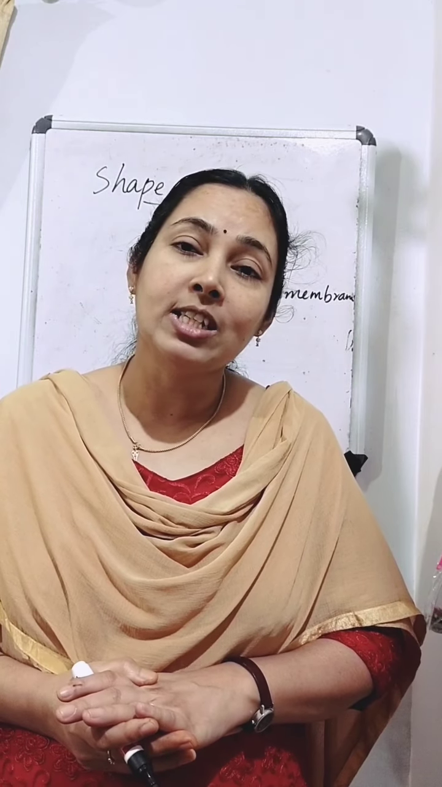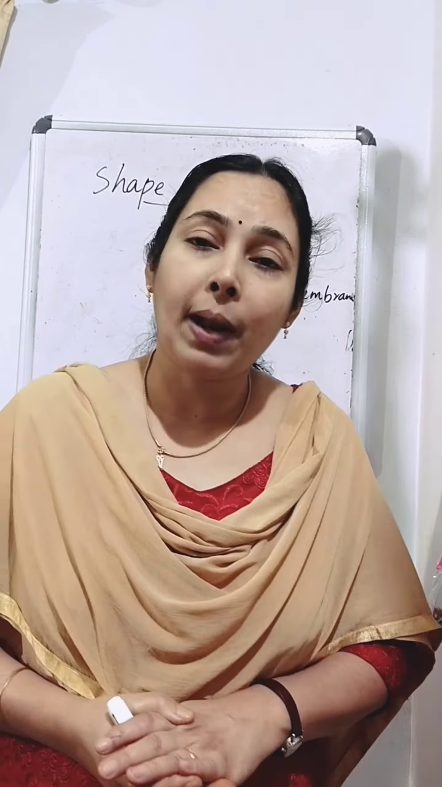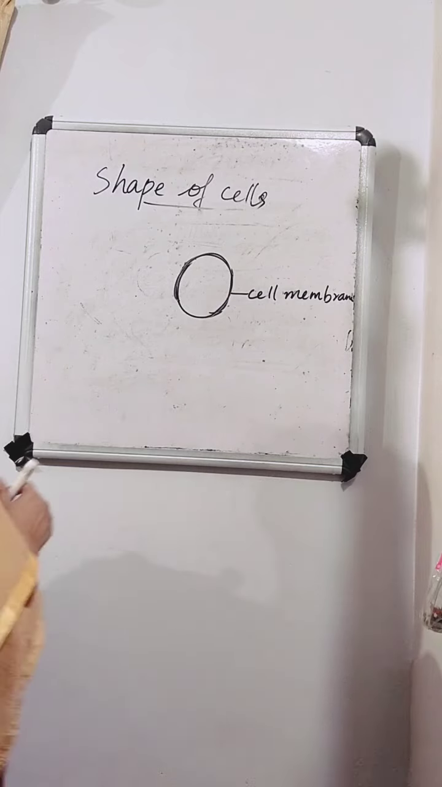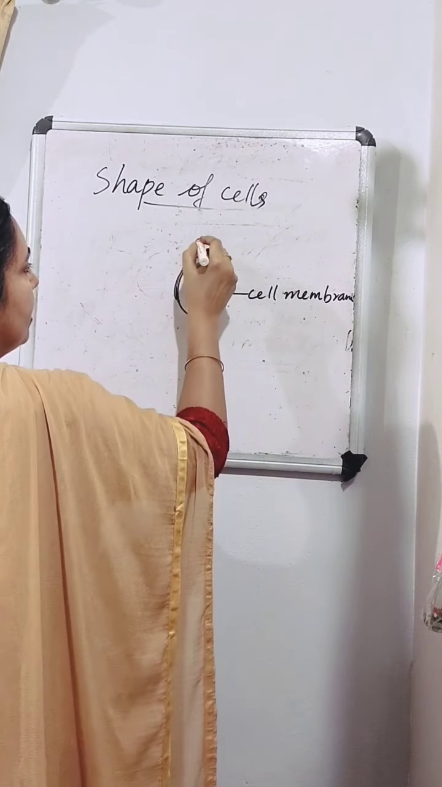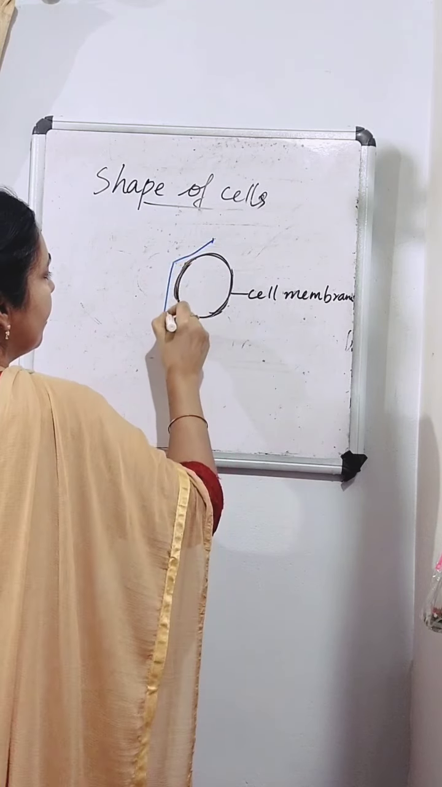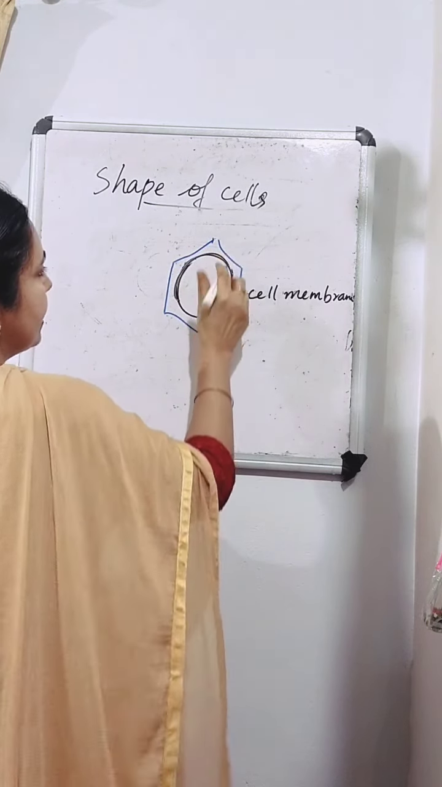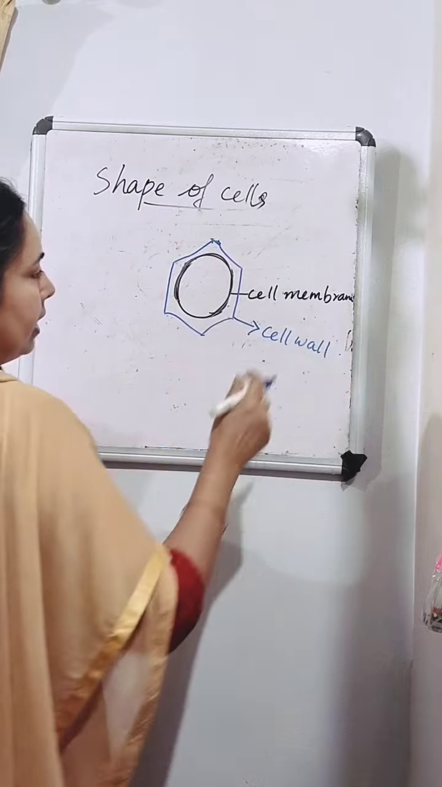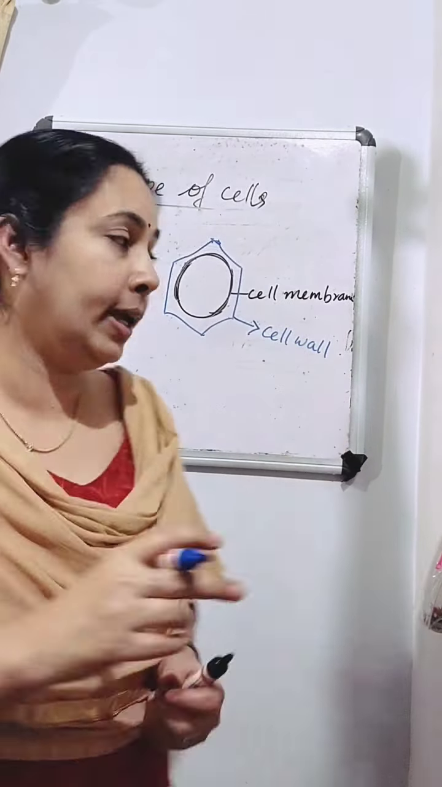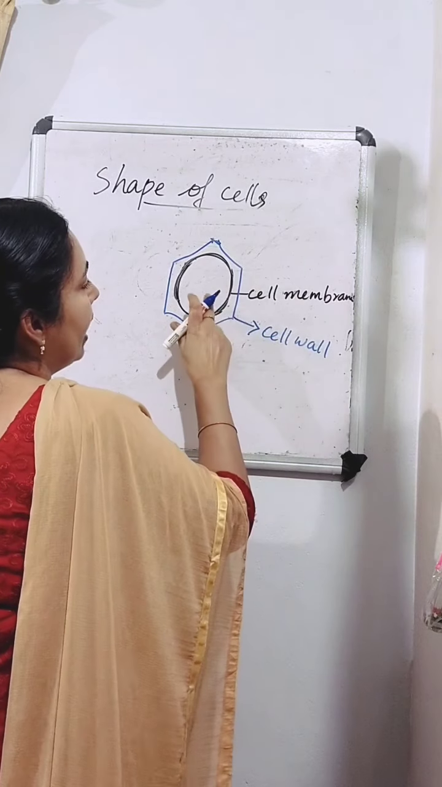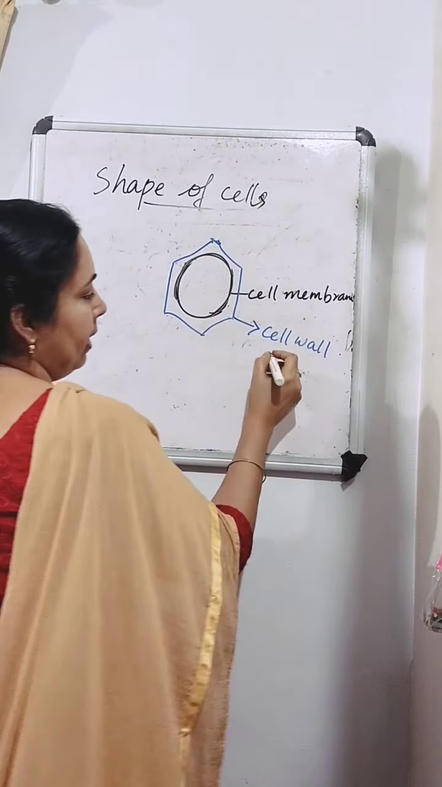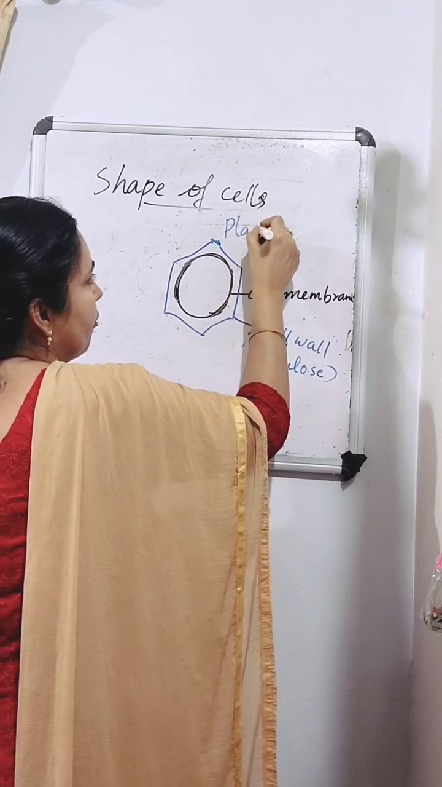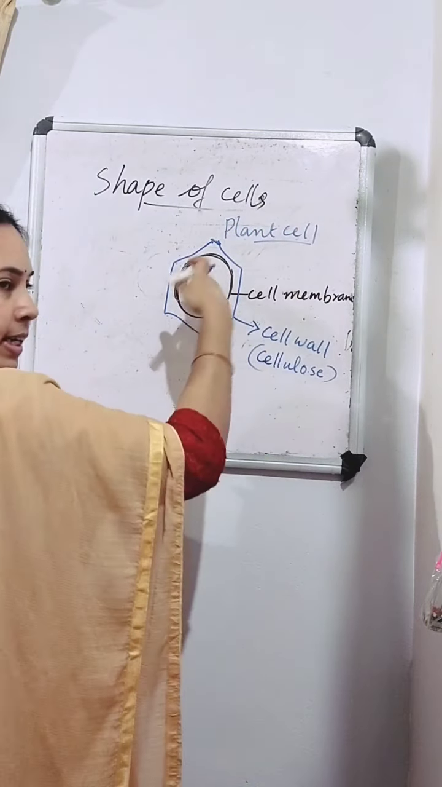So which part of the cell gives its shape? It is the cell membrane. But in plant cells we can see, in addition to the cell membrane, there is one more membrane. Outside this cell membrane there is one more membrane in the plant cell, and that membrane is called the cell wall. So plant cells have two membranes. The outer membrane is called the cell wall and the inner membrane is called the cell membrane. This cell wall is made up of a substance called cellulose. So this is the picture of a plant cell. About the contents we can discuss afterwards.